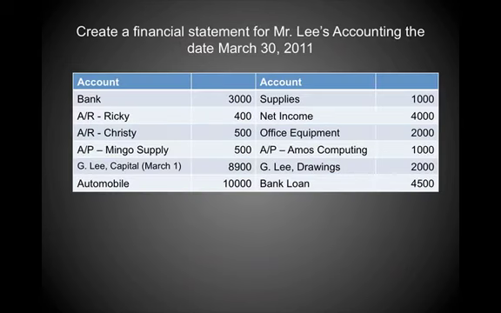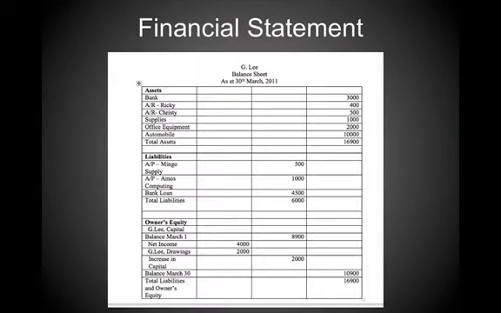For the next slide, we have to create a financial statement for Mr. Lee's accounting from the date March 30th, 2011. As you can see in this following financial statement, the date and the title is presented in a well-organized manner and shows the total assets, total liabilities, and the total liabilities and owner's equity. All the numbers are presented in the same column.